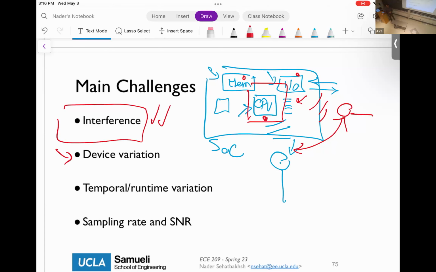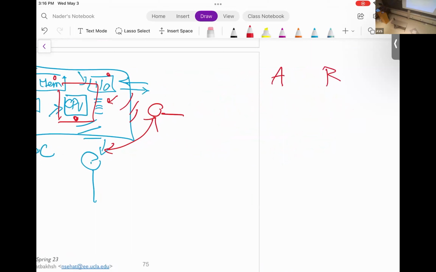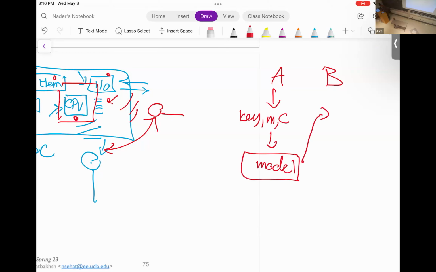I talked about, for example, template analysis. What I can do is I have device A and device B. I can do all the analysis that I want on device A. For example, I know the key, the message, and the ciphertext on device A, because I'm the owner of device A. Based on that, I build a model. Then I take this model and apply it to B. Here, I don't know the key, so I want to find it. I only see, for example, M and C. I feed this M and C into my model, and hopefully I can find the key. That's the idea of template analysis.